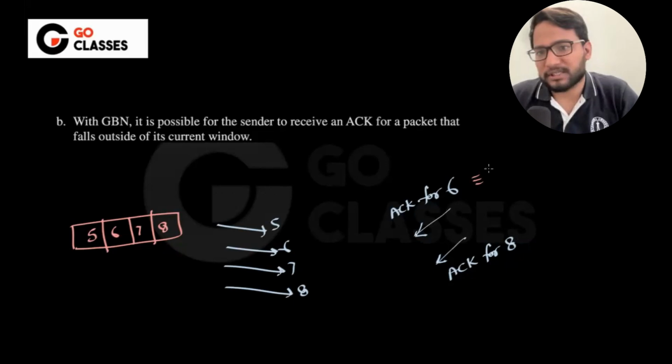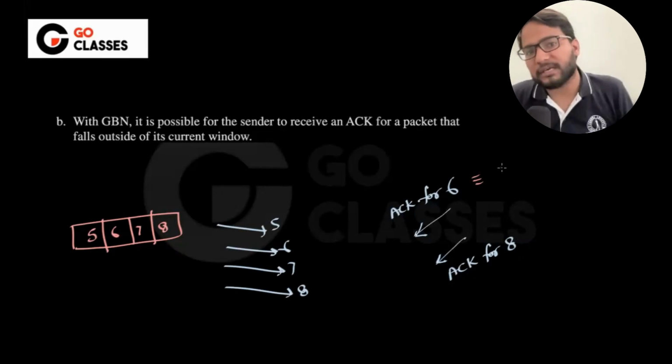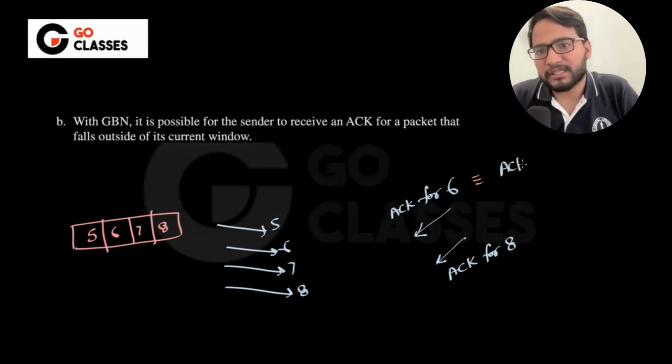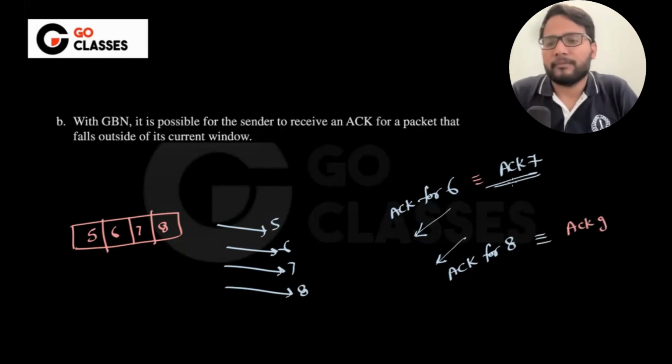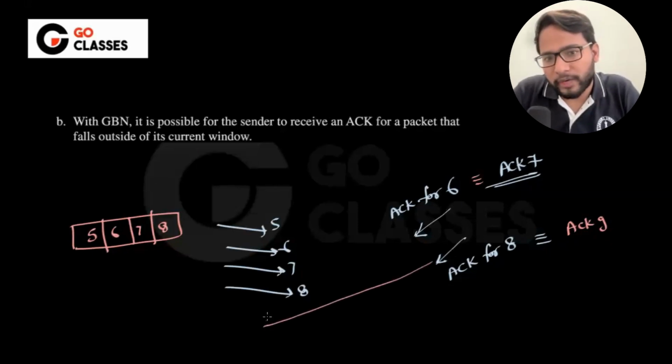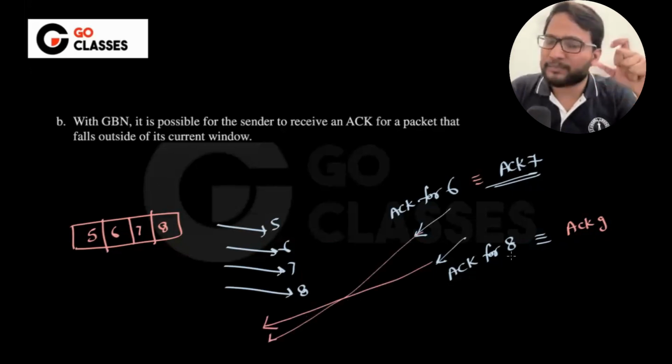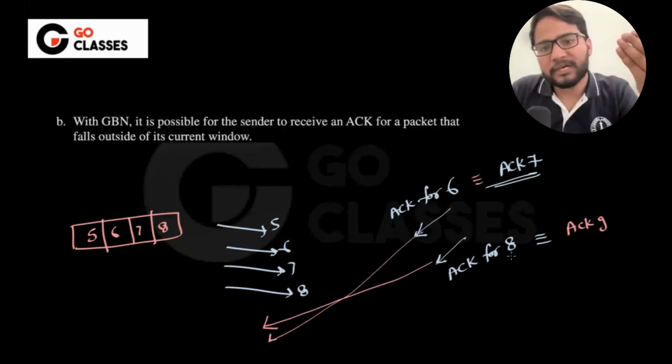ACK for 6 means I'm acknowledging that 6 has arrived, which means ACK 7. Similarly, ACK for 8 actually means ACK 9. I hope you understood. Now suppose there is a little reordering happening, and because of that you get this 8, and after that you receive this 6. Within the window there is a possibility of reordering.